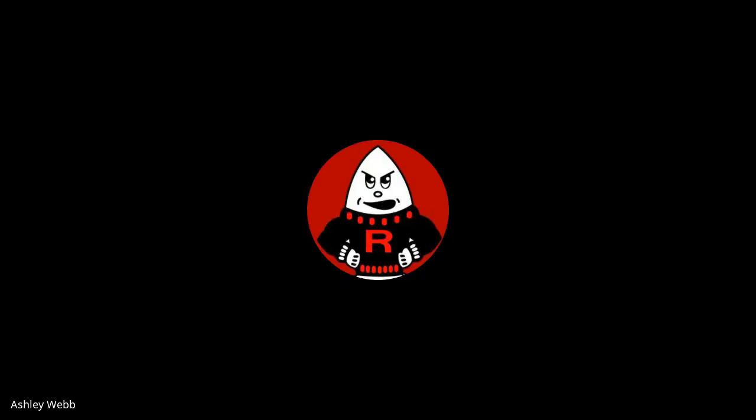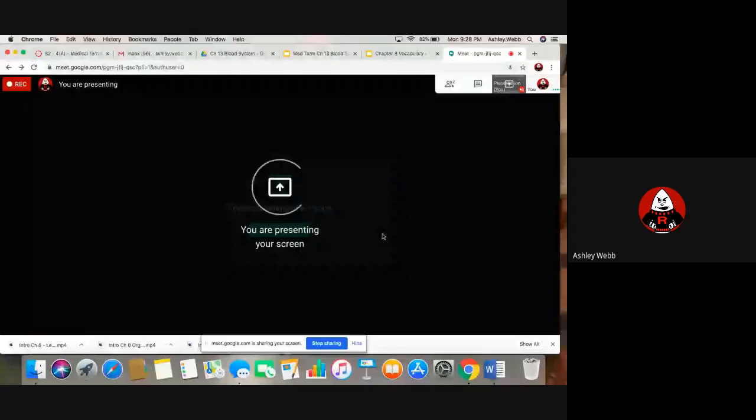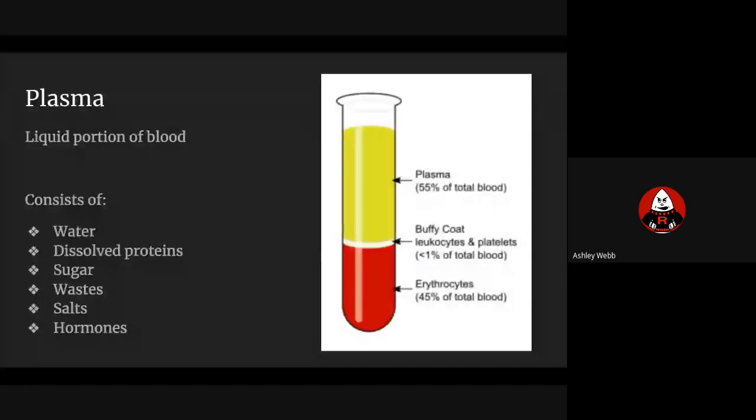Today we are going to look at the liquid portion of blood. That is what we call plasma. Remember that over half of the composition of blood is what is considered the plasma, the liquid portion of blood. About 45% of that is the erythrocytes, the red blood cells or the formed elements, and then 55% of that is the liquid portion, the plasma.